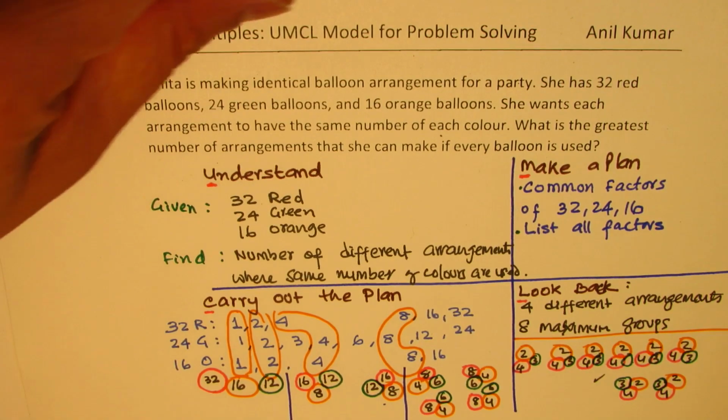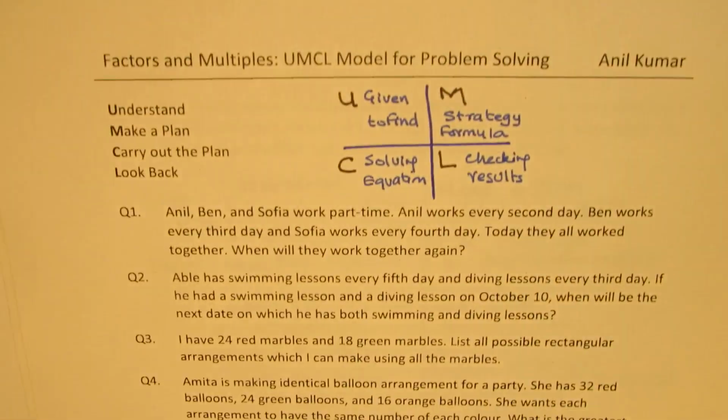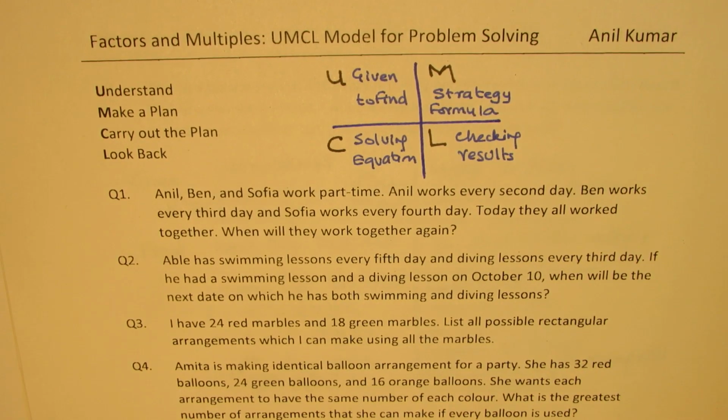So in this video, we have learned how to solve questions based on a model, right? UMCL model is an extremely good model to understand the situation, make a strategy, carry out that strategy, and when you get some results, check, did you get the same result? You can sometimes interpret it in different ways, as we did in the last question, and give your own explanation if you think that the question is not very clear. So I hope that makes sense.